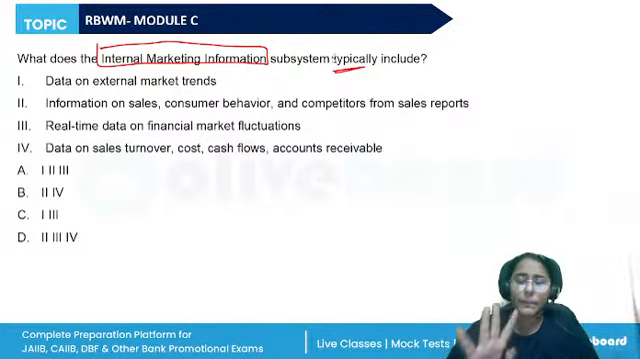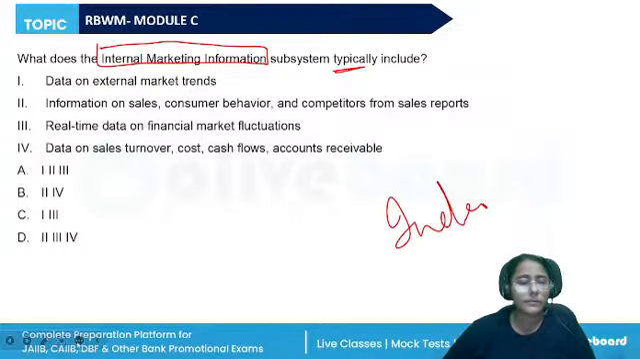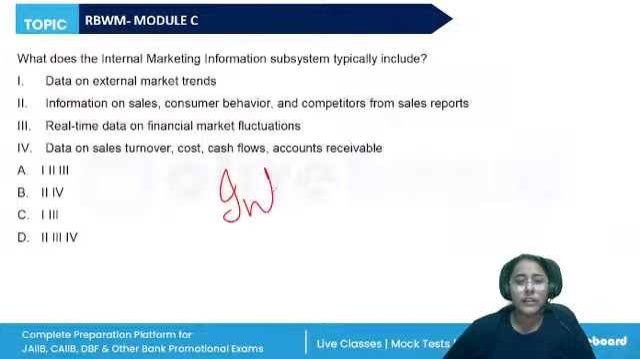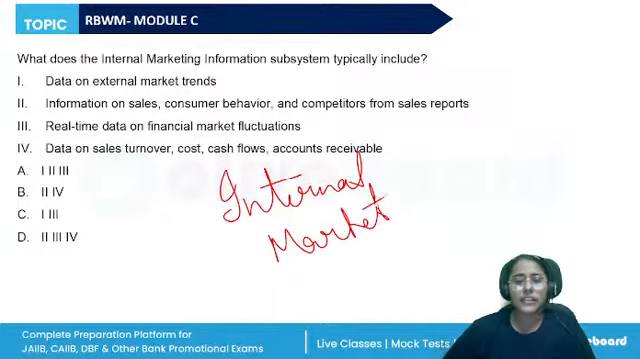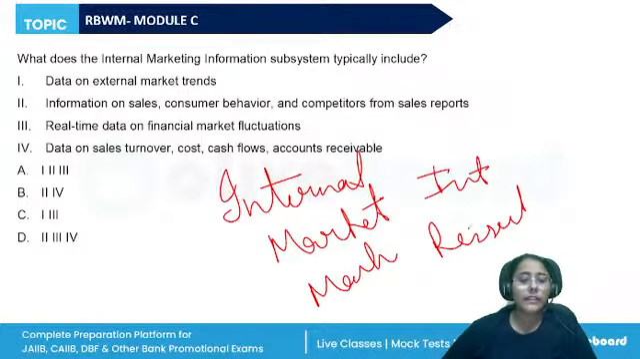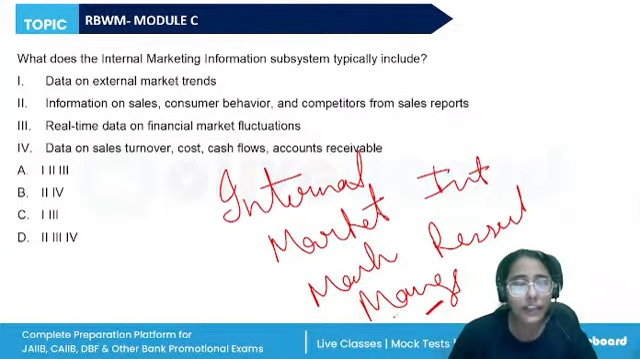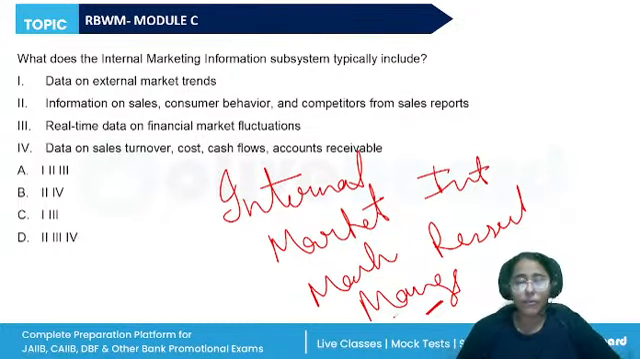There are four components or subsystems of the MKIS. The internal record system, let me write it down. The internal record system, the market intelligence system, the marketing research system, and the fourth is the marketing management and science system. The internal record system maintains or collects information from the internal report, sales turnover, cost, cash flows, accounts receivable, etc.